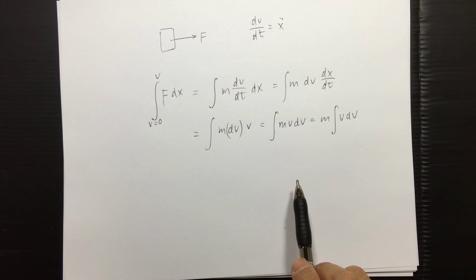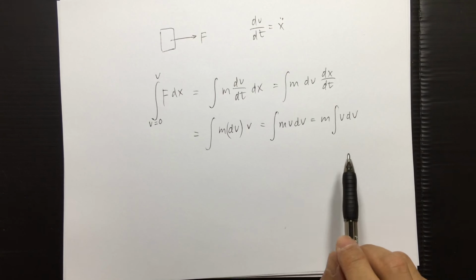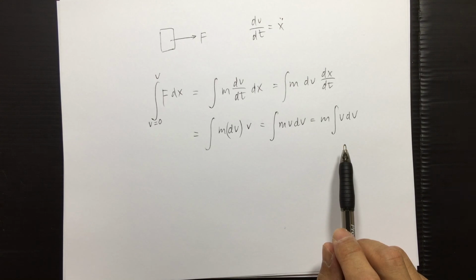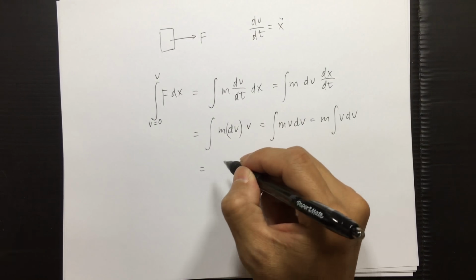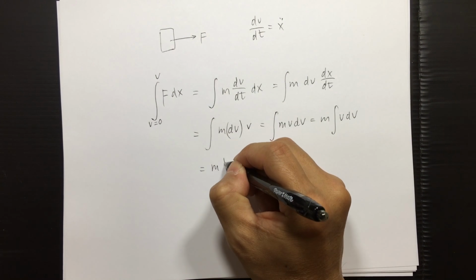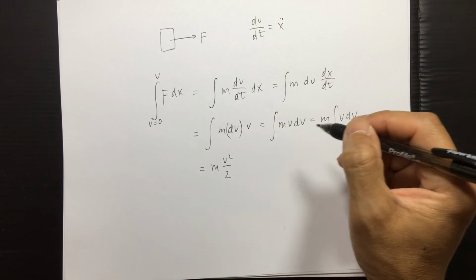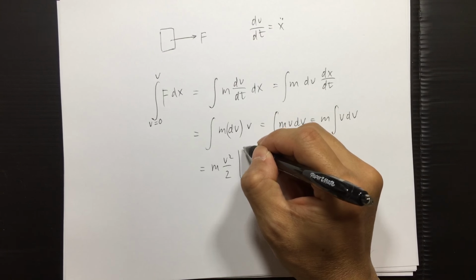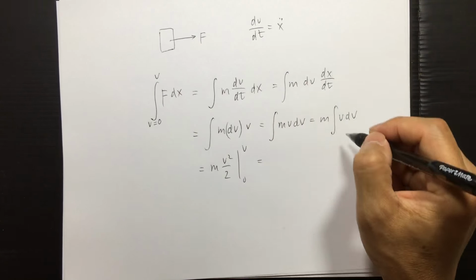Wait, that's v cubed divided by 2. V what? V squared divided by 2. Yeah. Okay. This is m v squared divided by 2. We're gonna write this from 0 to v. Okay. This is all 0 from 0 to v.